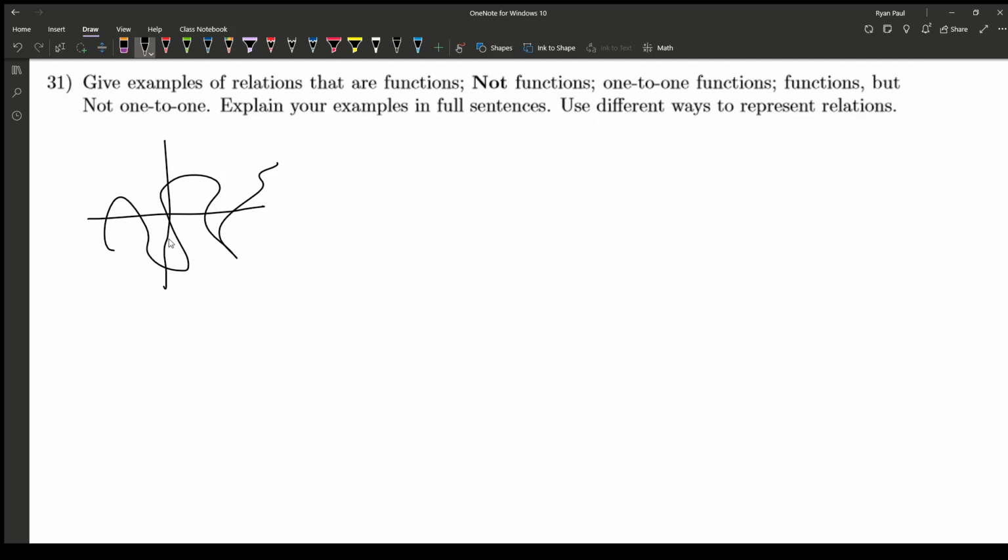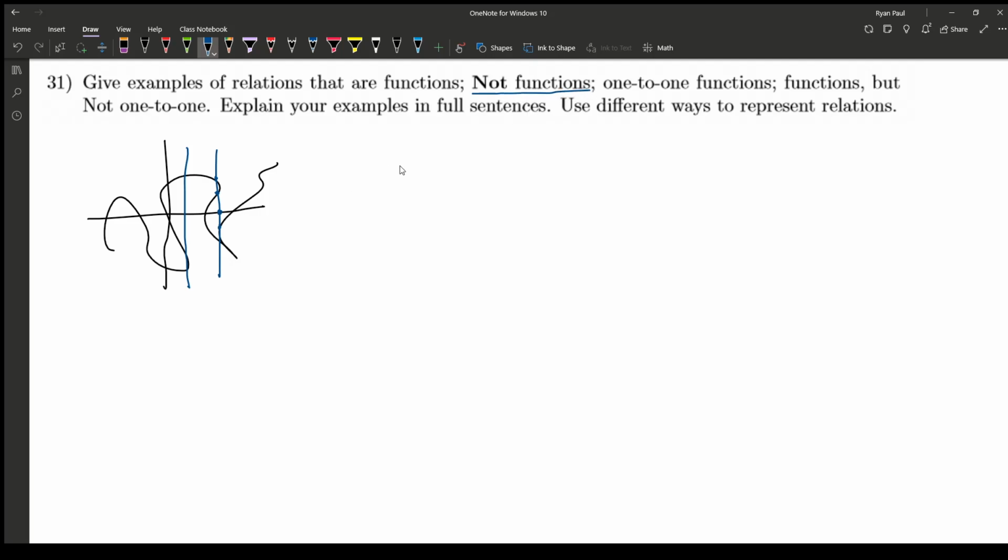Now, this is not a function though, because, well, an easy way to tell it's not a function is if it fails the vertical line test, which means it hits it more than once if you drew a straight vertical line going down. Because the definition of a function means at every x value, there is only one y value, right? But over here, you can see that there are multiple y values. So this is considered no longer a function. So that's not a function.